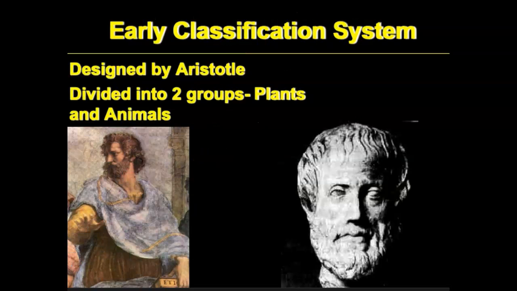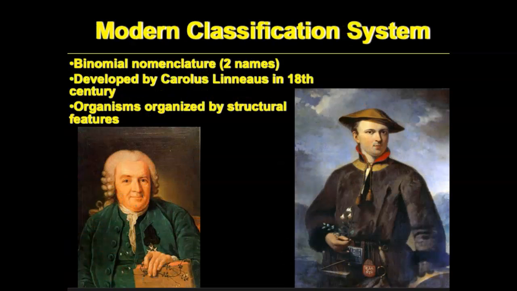The first guy who came up with this classification system was Aristotle. We give him props for coming up with it, but he only divided organisms into two groups, plants and animals. Clearly there are protists, there are fungi, there are bacteria out there. So here he is, the dude with the sweet hat, and I think that's a wig. His name is Carolus Linnaeus.